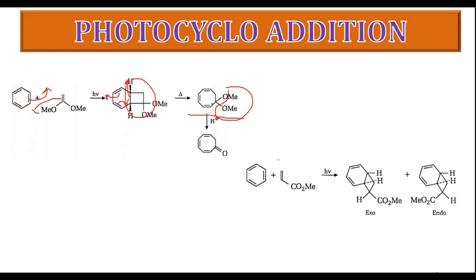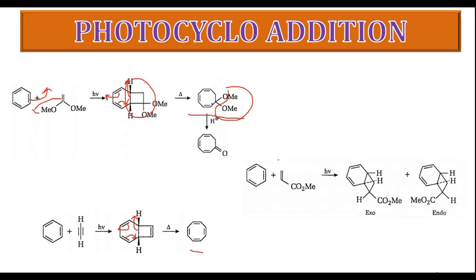Okay, another reaction is benzene reacting with acetylene. Benzene reacts with acetylene, we get this intermediate. This intermediate undergoes, yes, right, an electrocyclization reaction like this. So this electrocyclization reaction is going to give cyclooctatetraene. So friends, this is about photocycloaddition reactions.